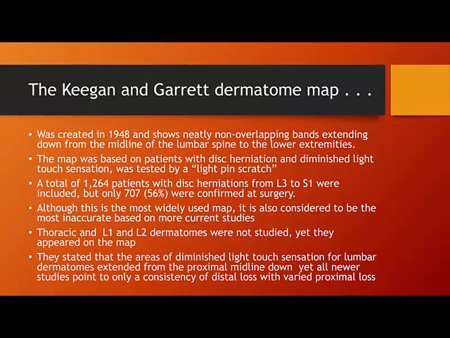Then the Keegan and Garrett dermatome map was created in 1948 and shows neatly non-overlapping bands extending down from the midline of the lumbar spine to the lower extremities. The map was based on patients with disc herniation and diminished light touch sensation, which was tested by a light pin scratch. A total of 1,264 patients with disc herniations from L3 to S1 were studied, but only 707, or 56%, were confirmed at surgery. Although this is the most widely used map, it is also considered to be the most inaccurate based on more current studies.